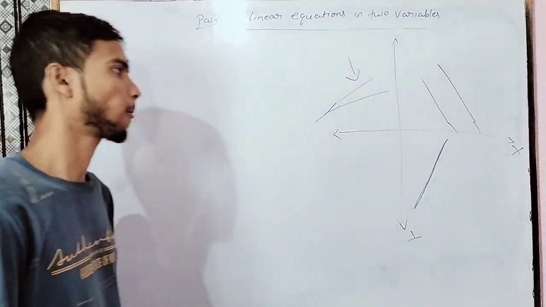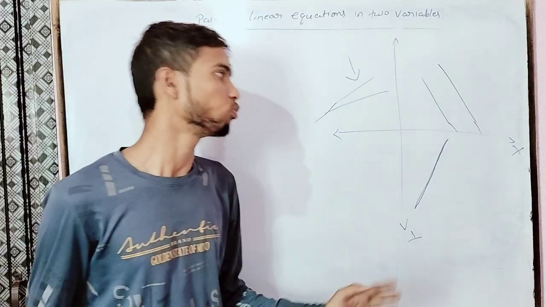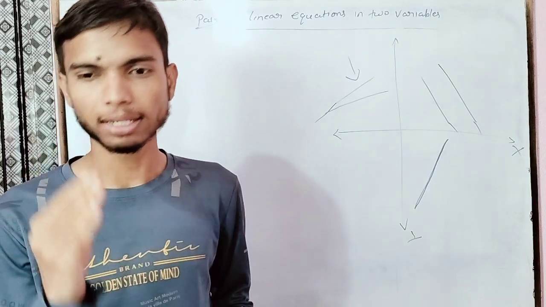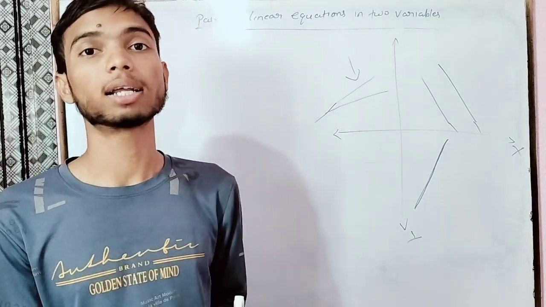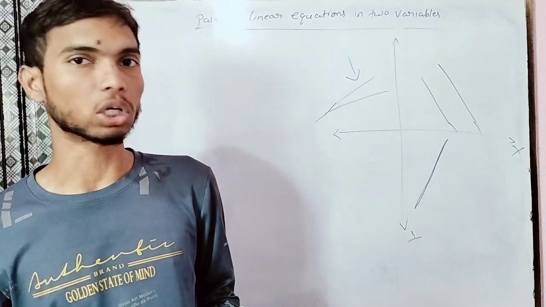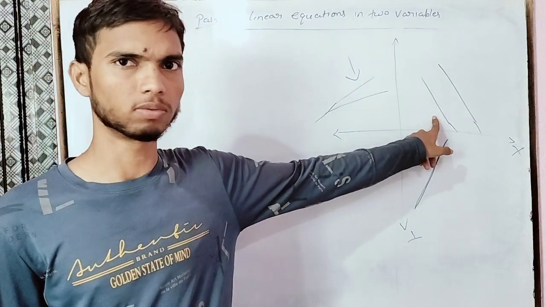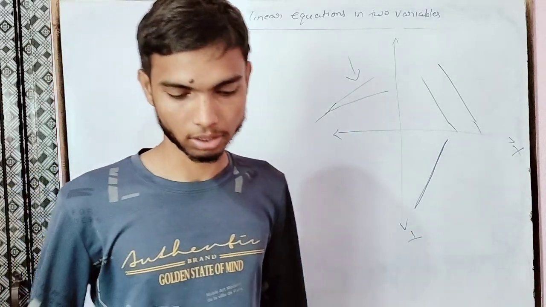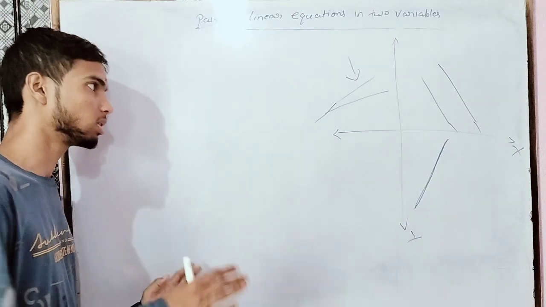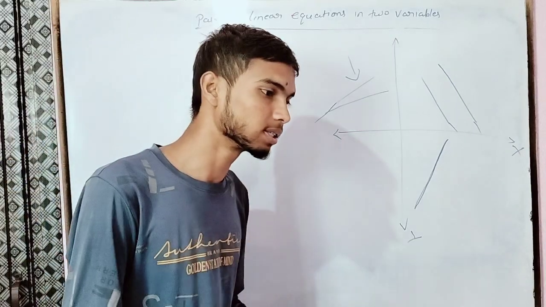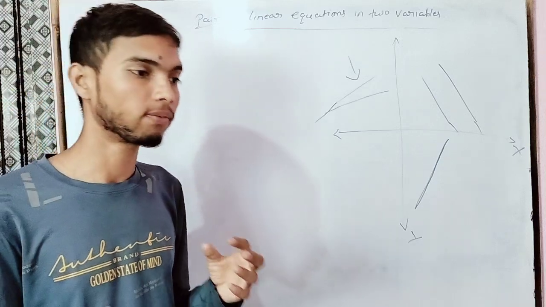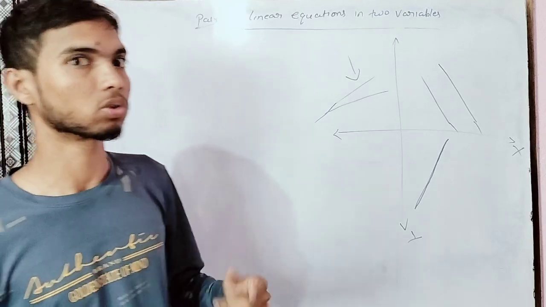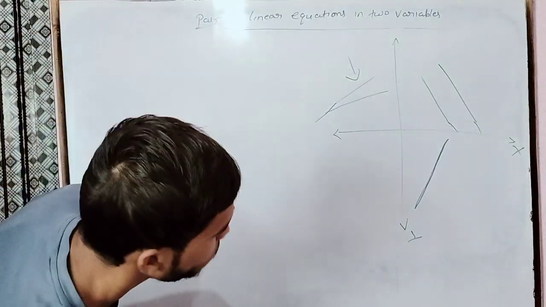So from here you understood we can get three types of lines for a pair of linear equations. First, parallel lines. Second, overlapping lines. Third, non-parallel lines. From this understanding, you will understand what consistent, inconsistent, infinite solution and unique solution mean. I don't know when there will be a unique solution. So just have a look.